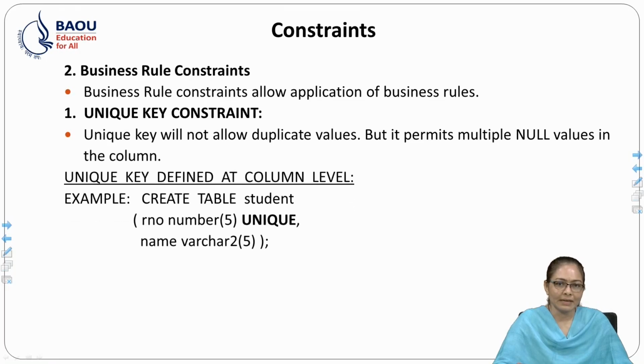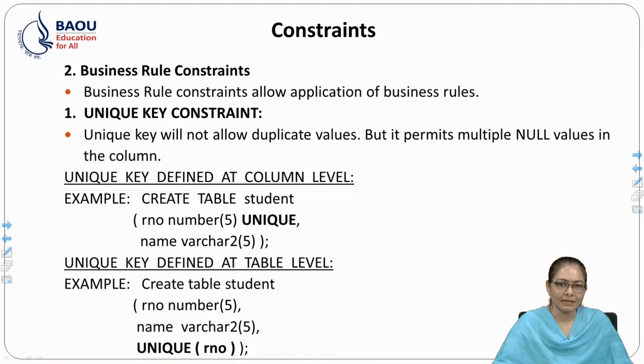See the unique key defined at the column level. For example, create table student, then in the bracket roll number, size is 5 and unique. Just use the keyword unique. Then the second column name is name, varchar2 and size is 5. After that, the bracket is closed and then a semicolon. We just put the keyword unique when the column is defined.